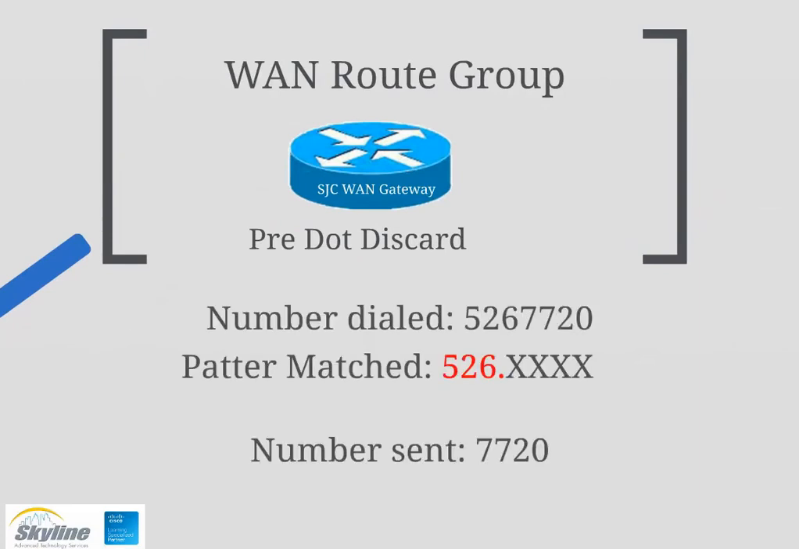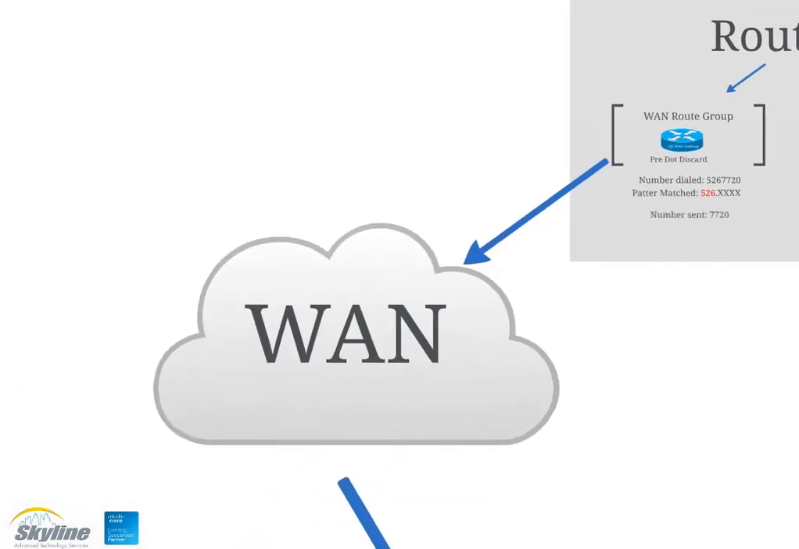What does that mean? Well, it means the person dialed 526-7720, and that matched the pattern of 526.xxxx. So since the rule is pre.discard, we're telling it to get rid of anything in front of the dot. So the result is the number that's actually sent is 7720, which is the extension number of the phone on the other side. So the call is then forwarded to the WAN, and if the WAN's available, routed.